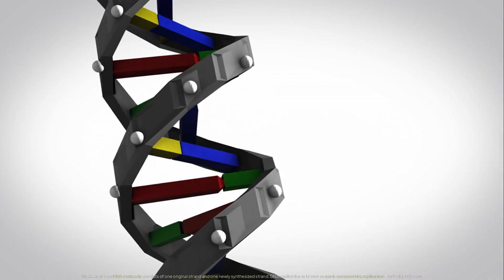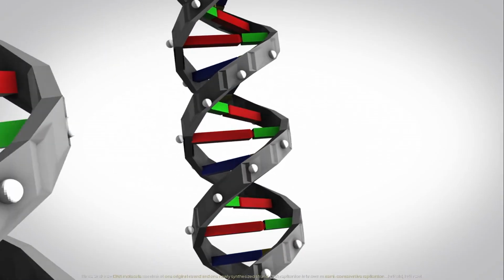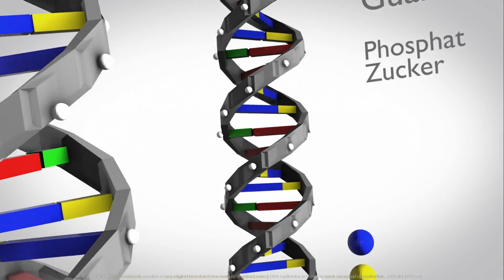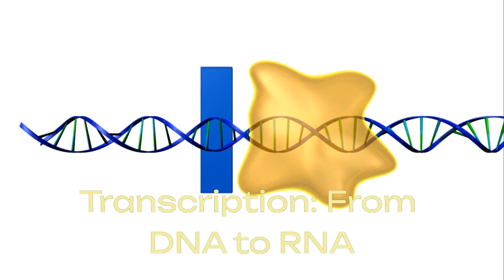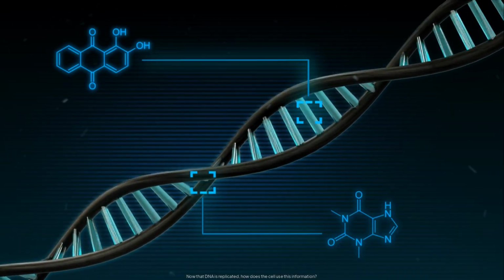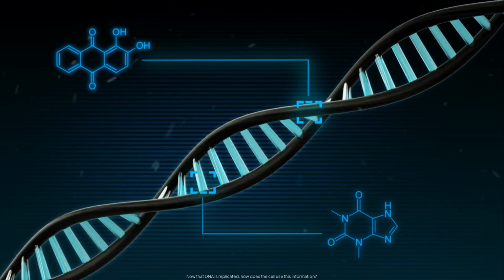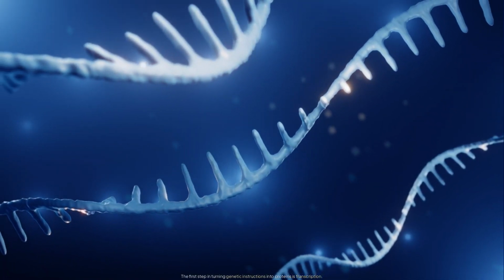Since each new DNA molecule consists of one original strand and one newly synthesized strand, DNA replication is known as semi-conservative replication, half old, half new. Transcription. From DNA to RNA. Now that DNA is replicated, how does the cell use this information? The first step in turning genetic instructions into proteins is transcription.